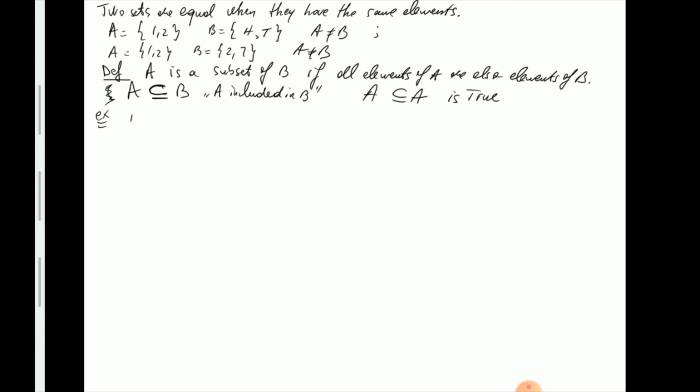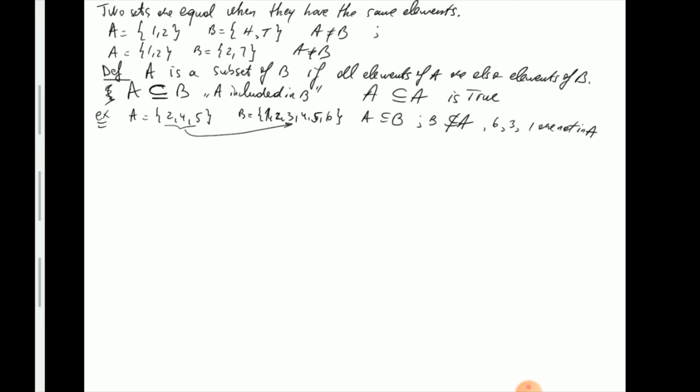And so here are a couple of examples. Suppose A is equal to {2, 4, 5}, and B is equal to {1, 2, 3, 4, 5, 6}. Obviously, A is included in B because all elements in A are also elements of B: 2, 4, 5. But obviously, B is not included in A. For example, 6, 3, 1 are not in A. That will be very important later, so we know whether one set is a part of the other when we deal with counting the outcomes of a random event and so on.